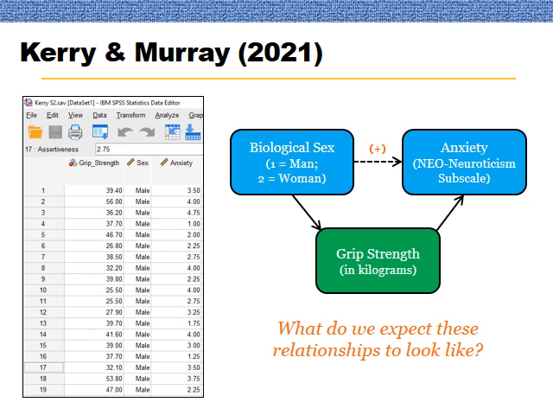Because men tend to have more physical strength than women, we would expect a negative relationship between sex and grip strength. As sex increases, we would expect grip strength to decrease. Finally, we'd expect a negative relationship between grip strength and anxiety, meaning that the stronger a person is, the less anxiety they tend to feel.